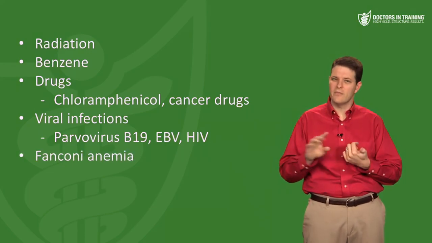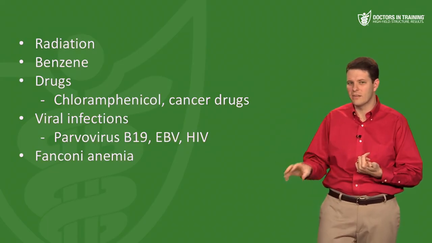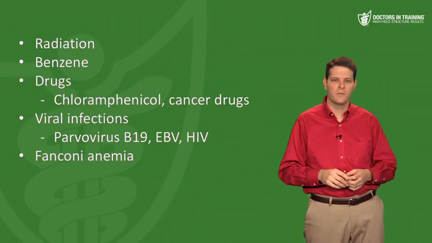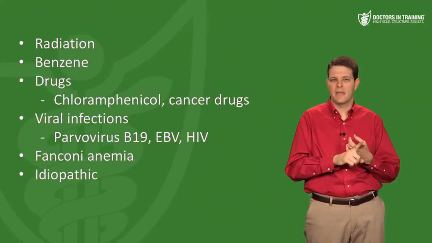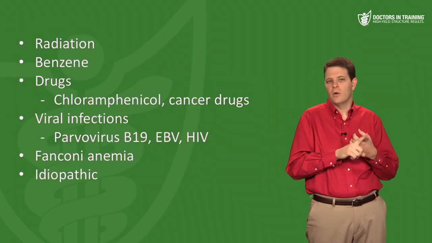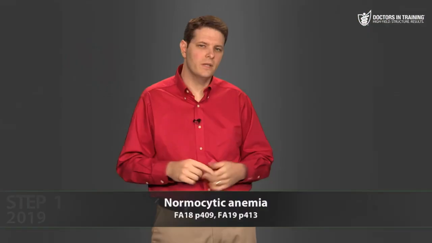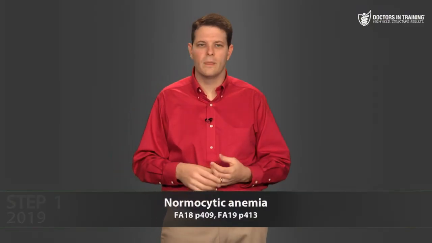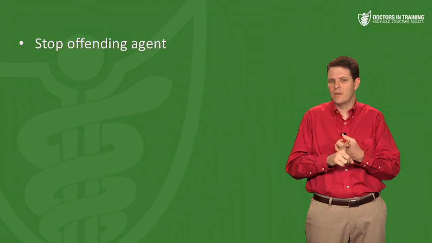Fanconi anemia, which is different from the kidney disease called Fanconi syndrome. This is Fanconi anemia, which is caused by an inherited defect of DNA repair. And then also idiopathic aplastic anemia. So we don't know what causes it, it just happens. And that can follow acute hepatitis. And then finally, what's the treatment of aplastic anemia? Treatment's not too important for step one, but you need to stop the offending agent if there is one.